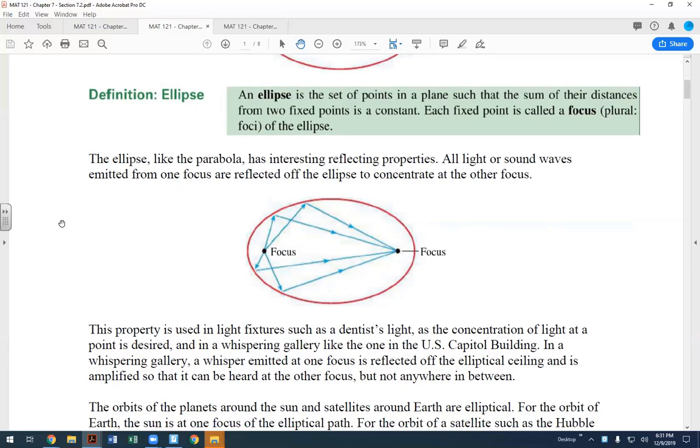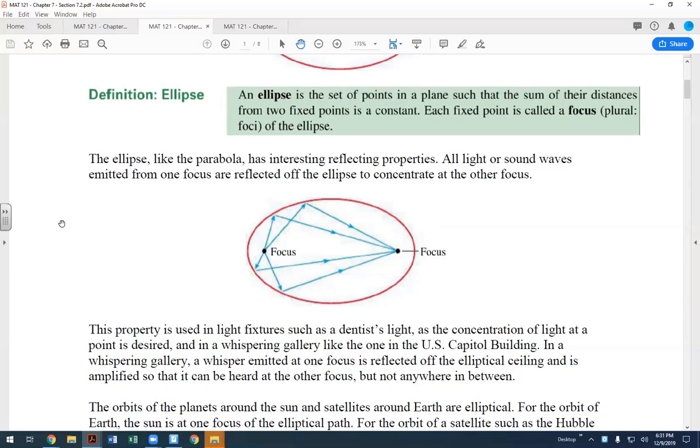whispering gallery, because the idea is if you're standing here at this focus and talking, nobody else in the room can actually hear you. So if I'm standing somewhere here, I can't hear a word. But if I happen to be standing right here where the other focus is, you can actually hear the people who are talking right here only at that other focus because of that reflective property. So it can happen with sound, but it can also happen with light.